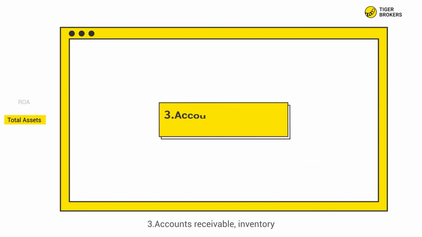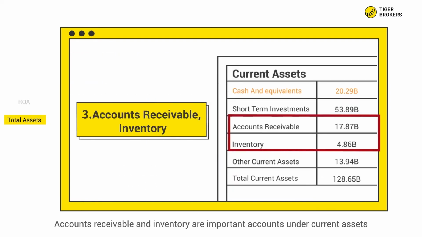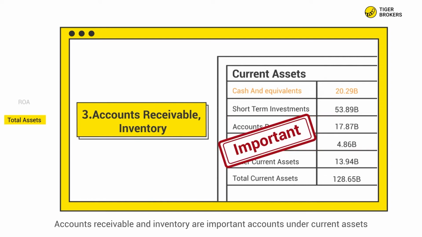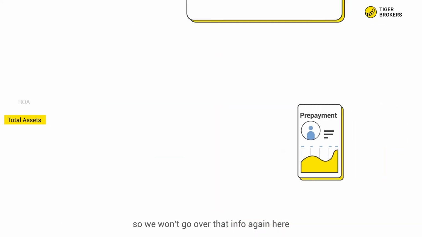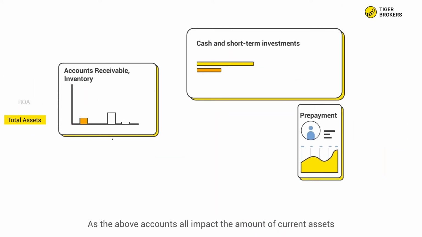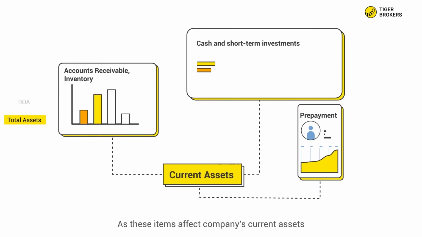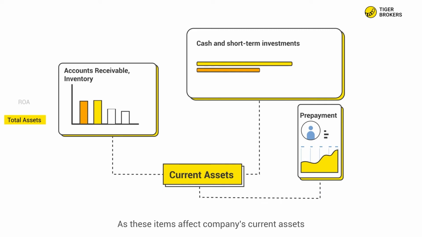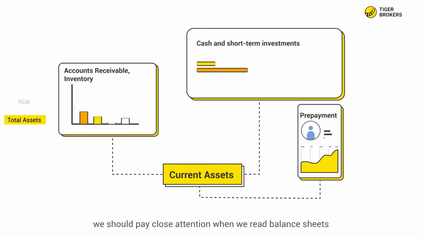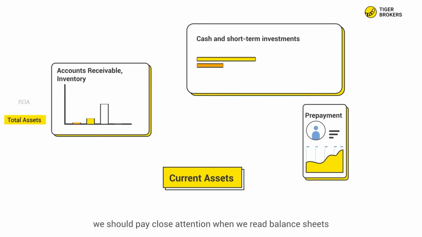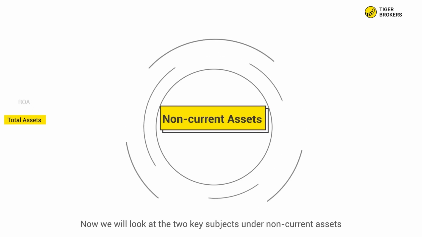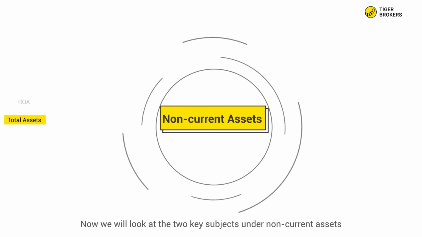3. Accounts receivable, inventory. Accounts receivable and inventory are important accounts under current assets. We have covered them in the previous session, so we won't go over that info again here. As the above accounts all impact the amount of current assets, we should pay close attention to them. As these items affect companies' current assets, we should pay close attention when we read balance sheet. Now, we will look at the 2 key subjects under non-current assets.